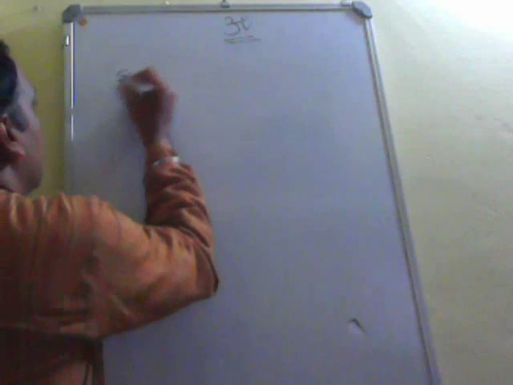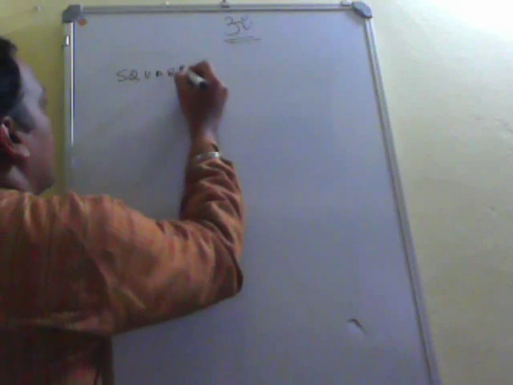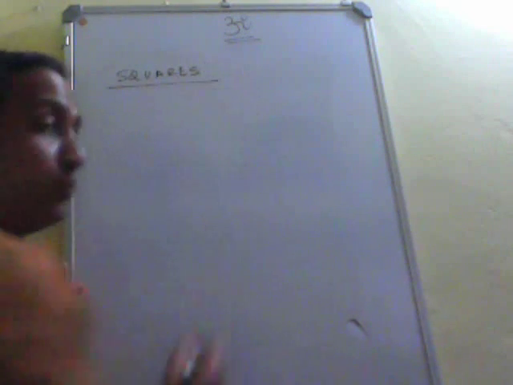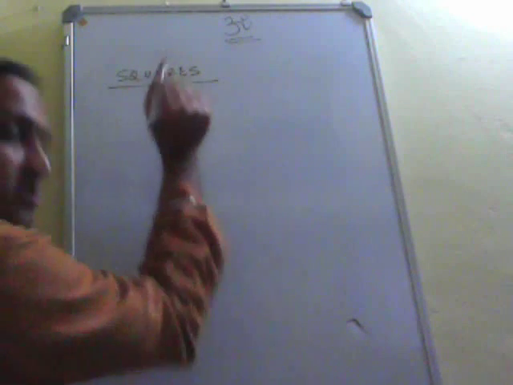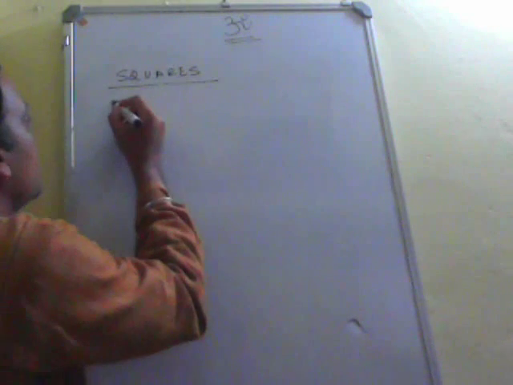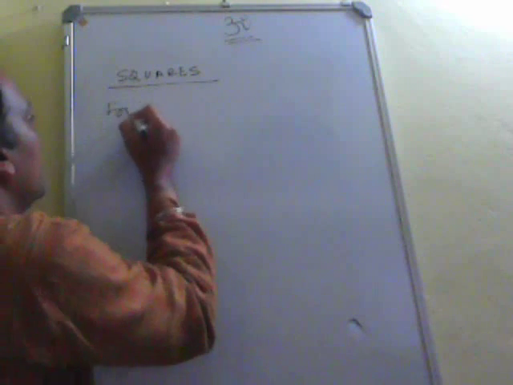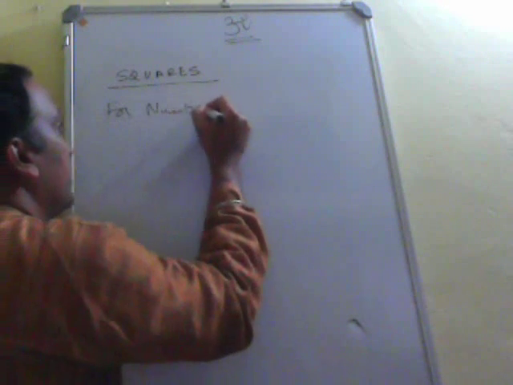So now we will cover squares, typically of 2-digit numbers first. There are several methods we will cover. The first method is squares for numbers ending with 5.